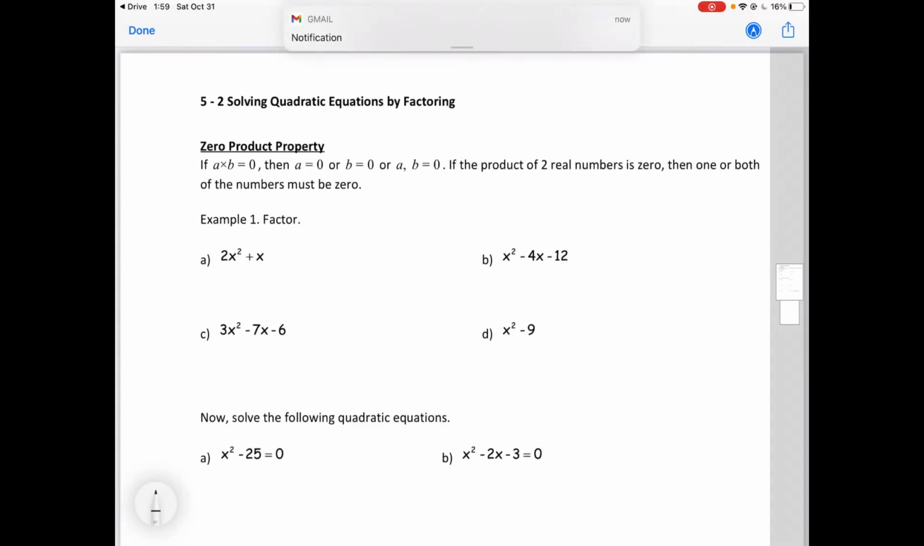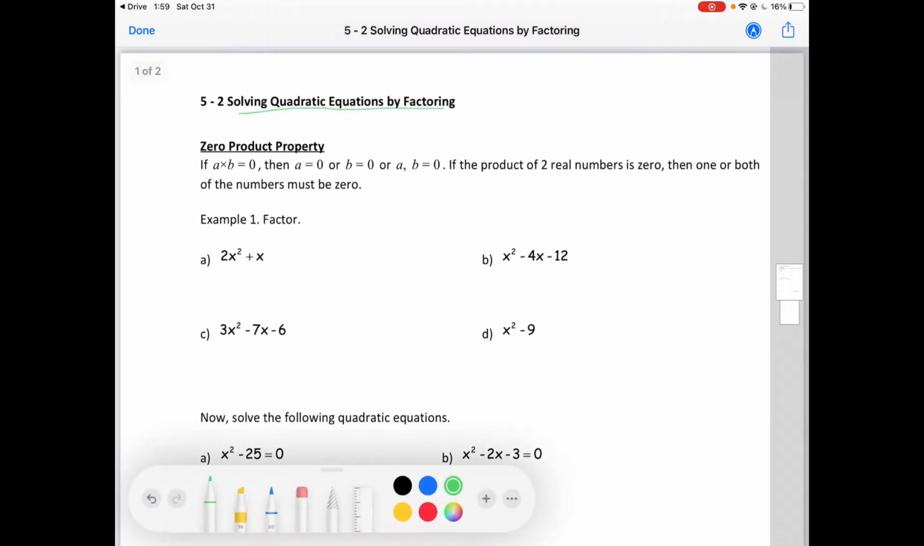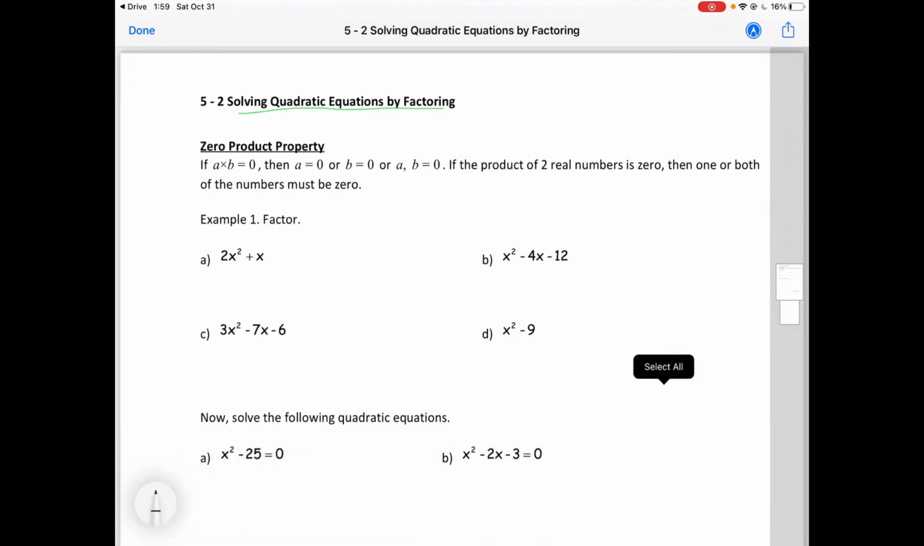This video goes through how to solve the quadratic equation by factoring. So what we're going to use is the zero product property, is that if a times b is equal to 0, a has to equal 0, b has to equal 0, or they both do. So let's warm up just by factoring, and then we'll see how that comes into play when we have an equation.